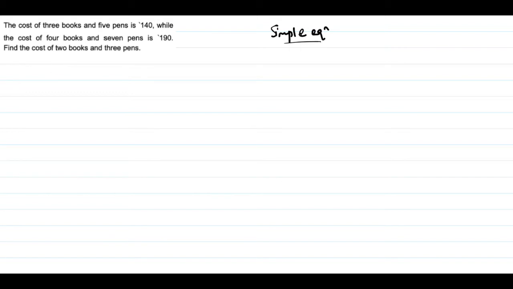So here's our first question. The cost of 3 books and 5 pens is 140, while the cost of 4 books and 7 pens is 190. Find the cost of 2 books and 3 pens. Now, for this, we need to know about equations. There are two types of variables. First are the independent ones, and second, the dependent ones.